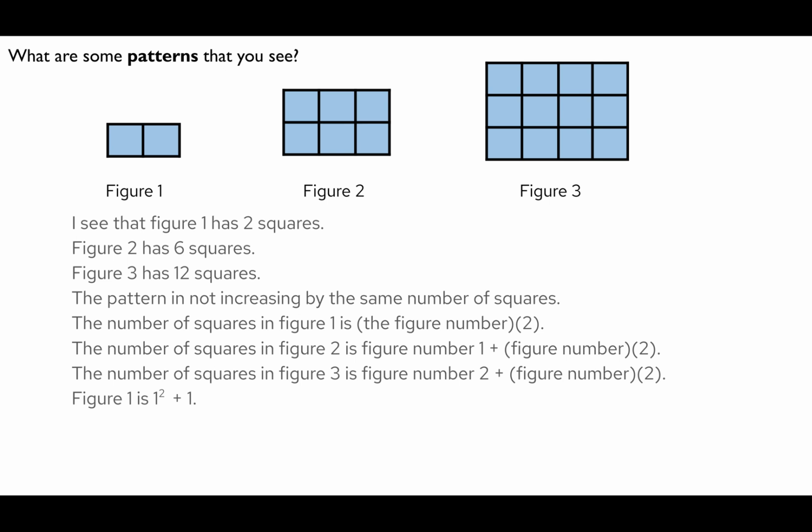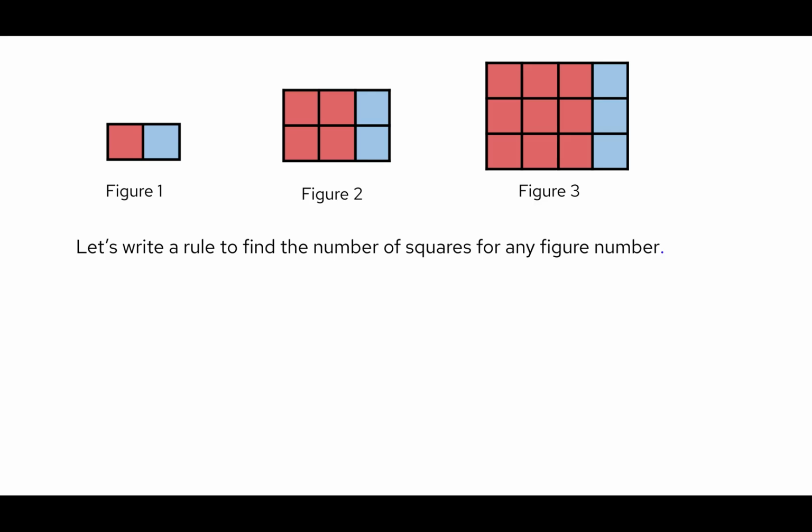So I could write that like the figure number 1 is 1 squared plus 1. There's my 1 that I added, and the 1 squared. Figure number 2 is 2 squared. There's my 2 squared, which is the 4, plus 2. And figure number 3 is my 3 squared, plus the 3. So what I'm squaring is in the red.